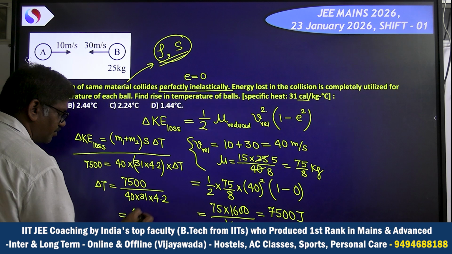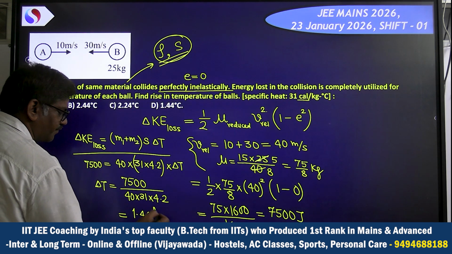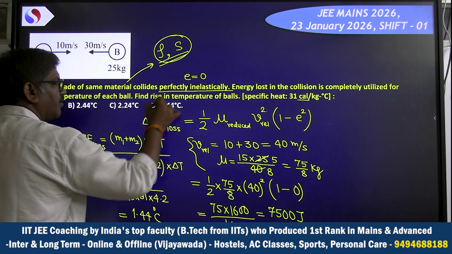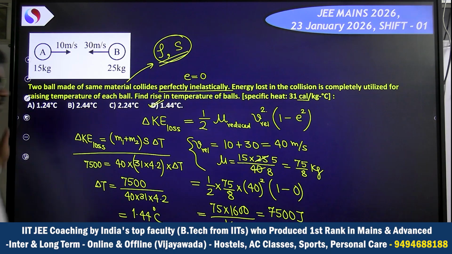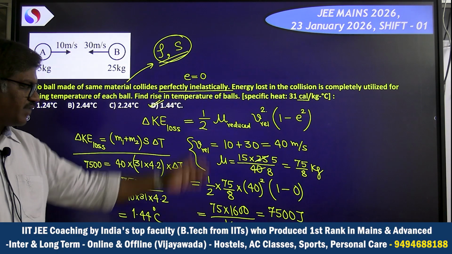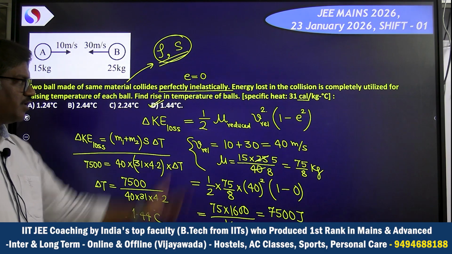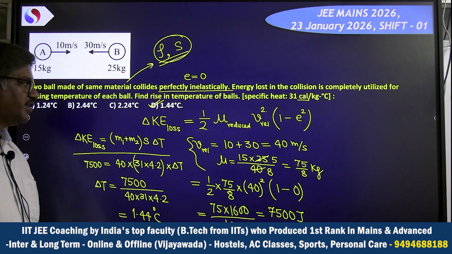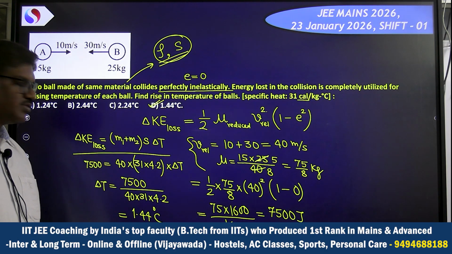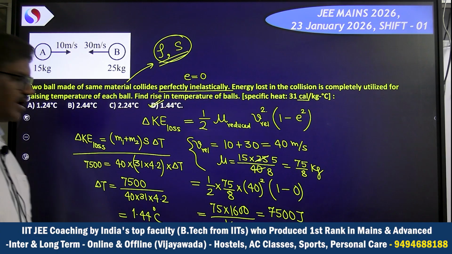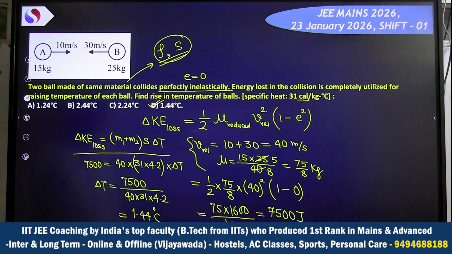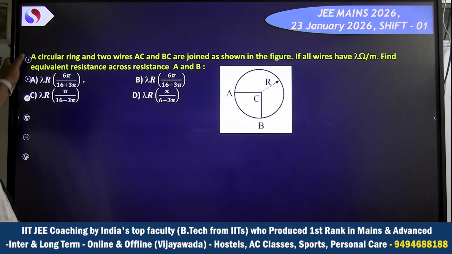Calculate this value. It comes as 1.44 degrees centigrade, option D. Yes, you can say this is a lengthy question, but if you know this reduced mass concept very well, or remember the formula of reduced mass to calculate the loss of energy, it hardly takes 2 minutes to solve it. Okay, so move to the next one.